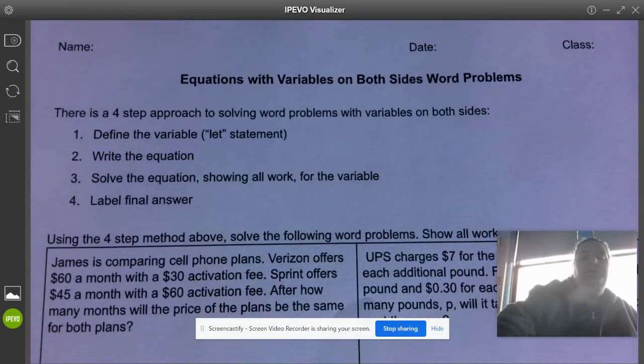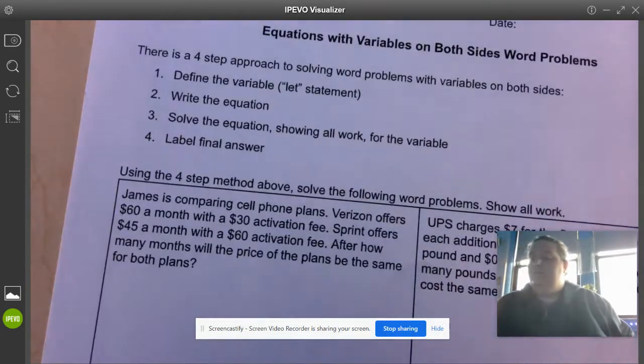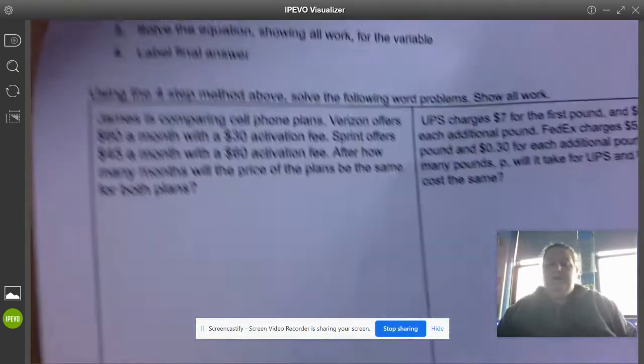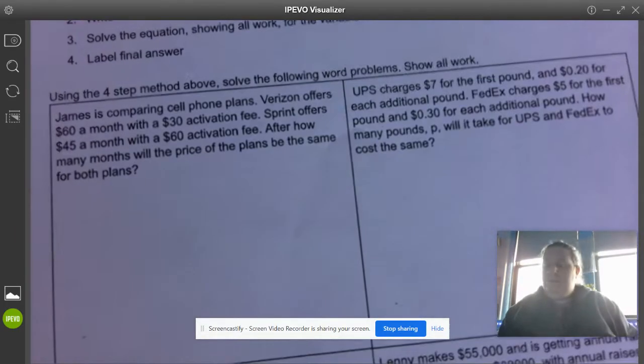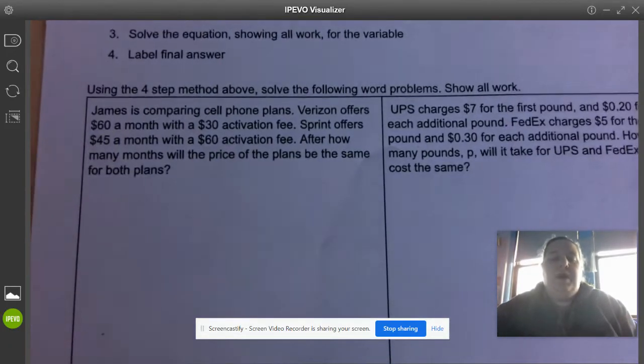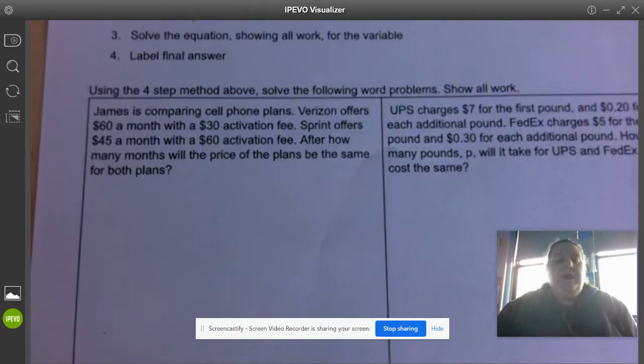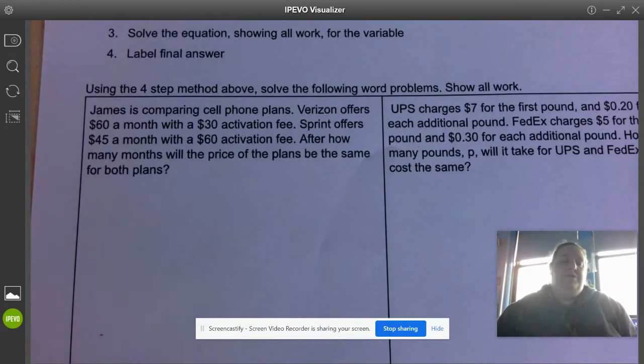So we're going to do the first two problems together, and then you'll be able to do some practice. All right, James is comparing cell phone plans. Verizon offers $60 a month with a $30 activation fee. Sprint offers $45 a month with a $60 activation fee. After how many months will the price be the same for both plans?